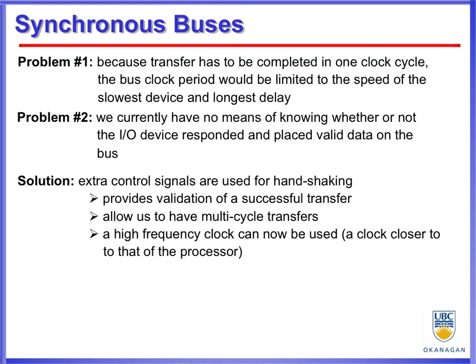Well, some extra control signals are used in what we call handshaking. Handshaking is basically the concept that you stick out your hand to shake somebody's hand, they reciprocate by extending their hand, and you shake hands. It's the same kind of thing. It provides a validation for a successful transfer, and it also speeds things up for fast devices because it allows us to have multi-cycle transfers. We'll talk about that in a second. We can use a higher frequency clock if we use multi-cycle transfers, so if you're communicating with a faster device, it can go faster. If you're communicating with a slower device, it can go slower, so it becomes more flexible.